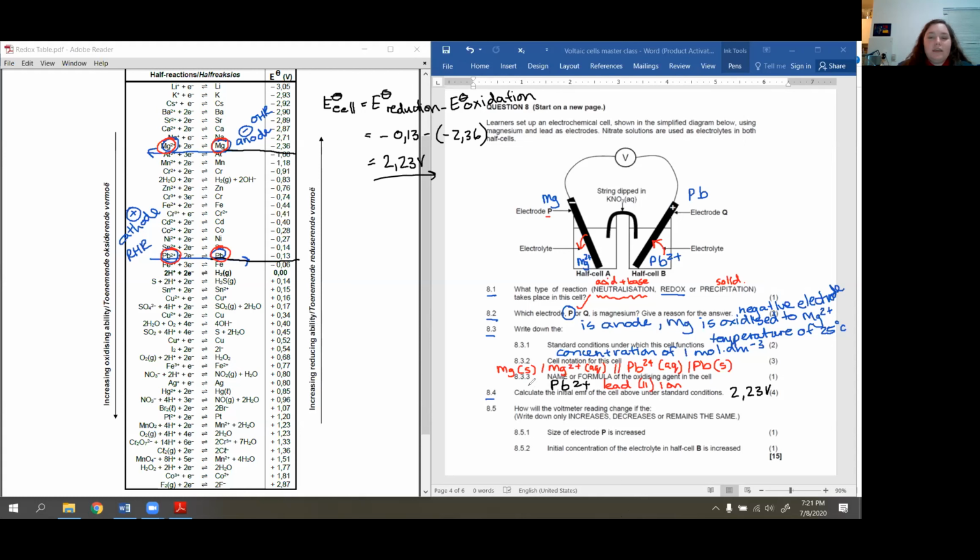You were then asked to calculate the initial EMF of the cell above under standard conditions. So our initial EMF is E theta cell. It's going to be E theta reduction minus E theta oxidation. So it's going to be negative 0,13 minus negative 2,36, which gives me a value of 2. Remember, the minus makes it a plus. So I got 2,23 volts. Also, a little thing that people forget, don't forget your units of volts. You lose the marks.